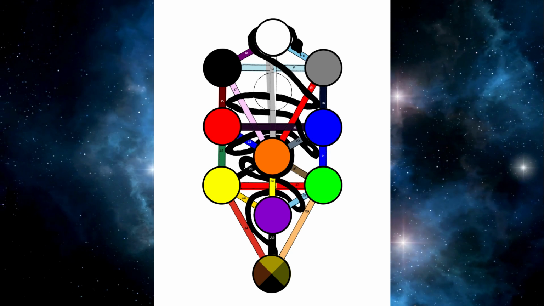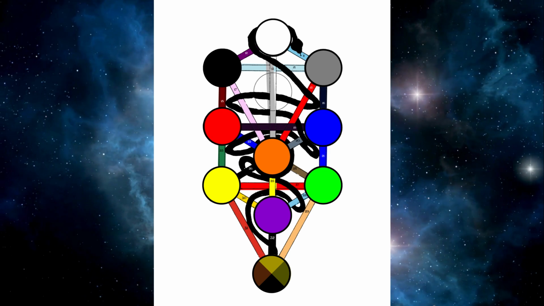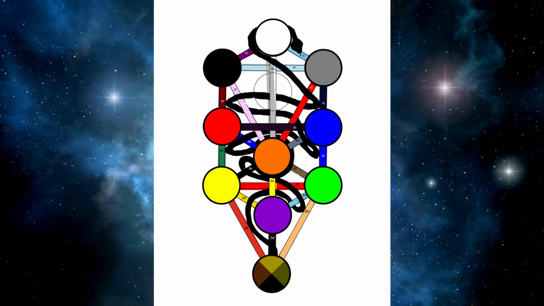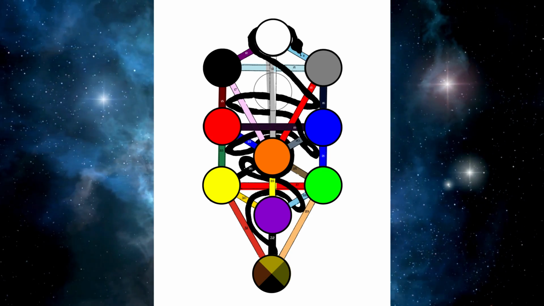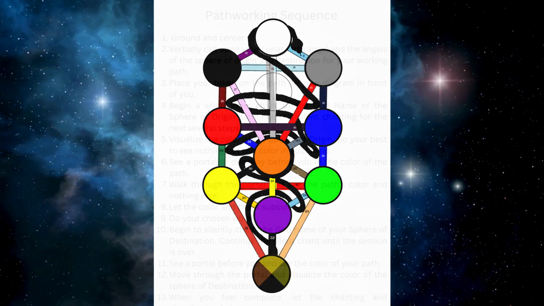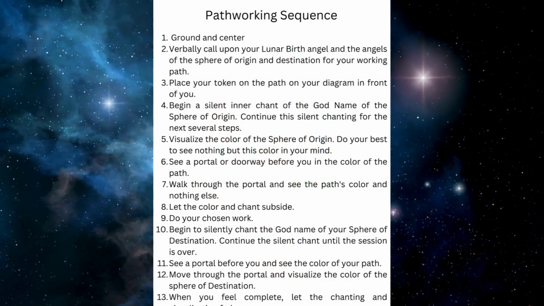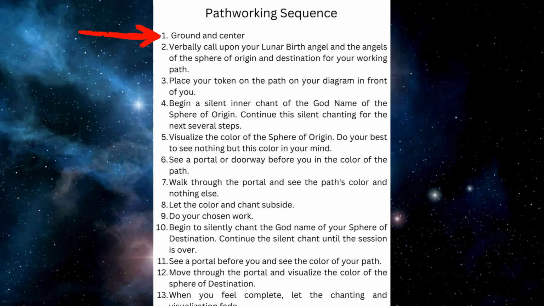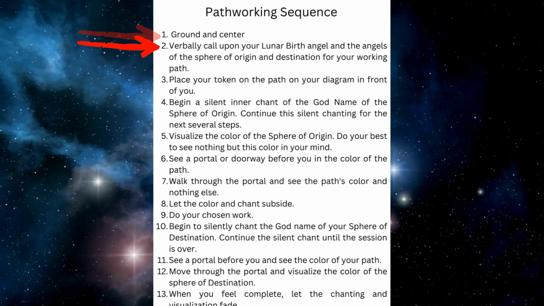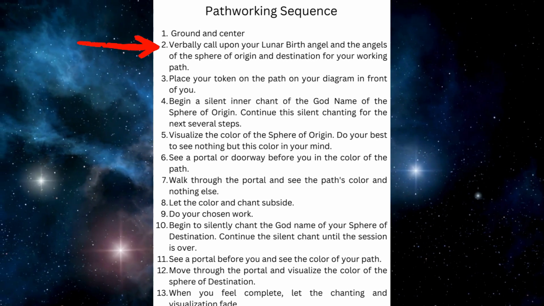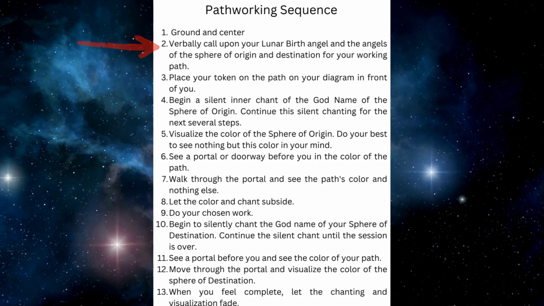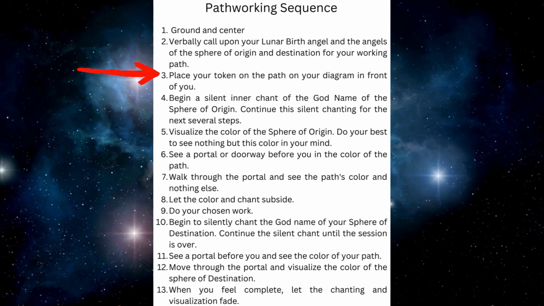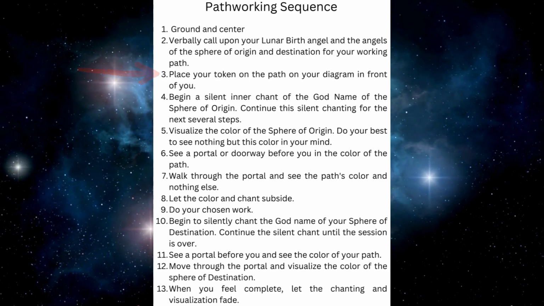After calling on your lunar birth angel and the angels of the sphere of origin and destination that you're working, you will place your token on the diagram on top of the path you are working on. The general procedure will be as follows. You will ground and center. Then you will verbally call your lunar birth angel and the angels of the sphere of origin and destination for your path. Then you will place your token on the path of your diagram in front of you.